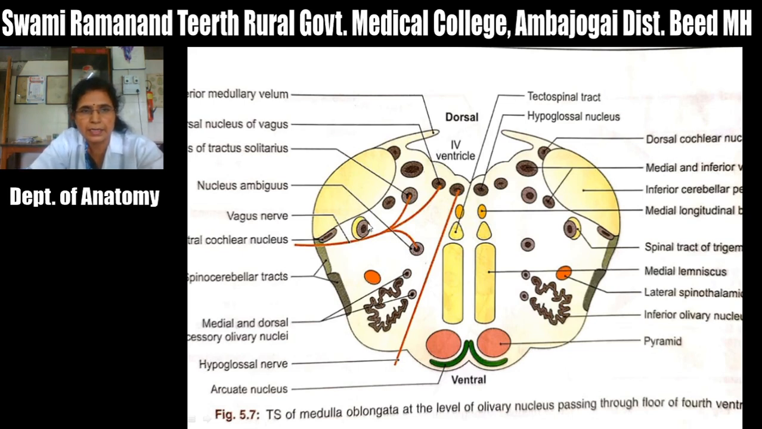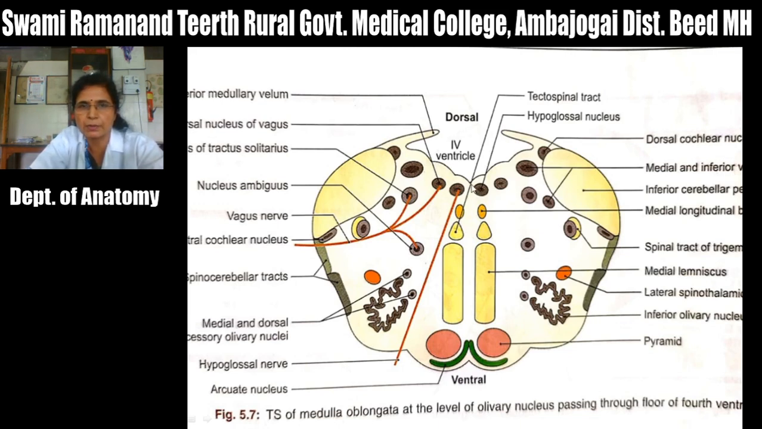Then here is the spinal nucleus of the trigeminal nerve and its tract, which lies superficial to it. On the dorsolateral aspect of this section, there is one prominent elevation, and that is formed by the inferior cerebellar peduncle. Now we will see the various cranial nerve nuclei which are situated at this level.